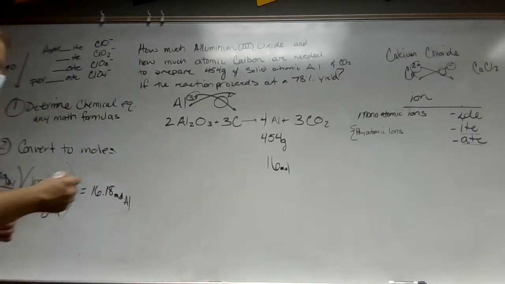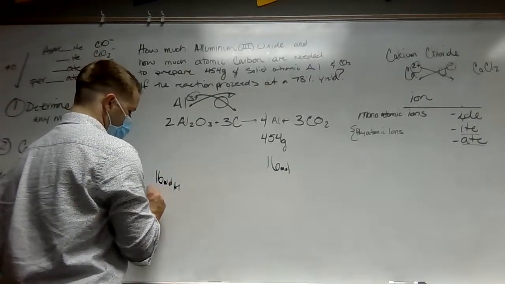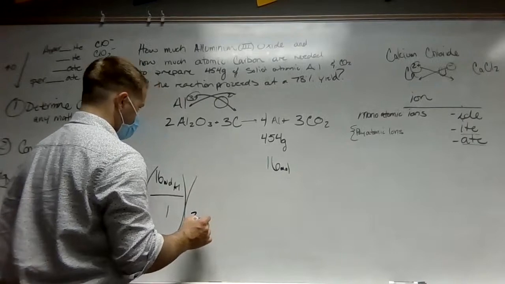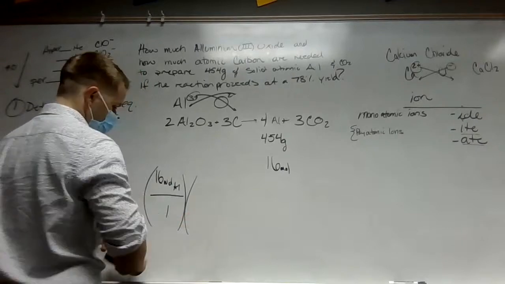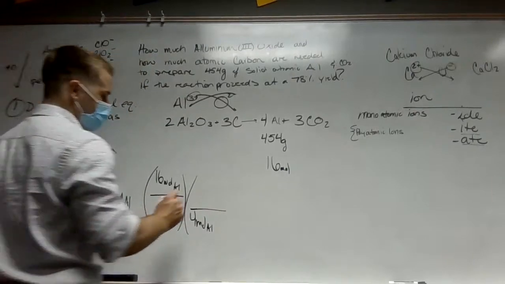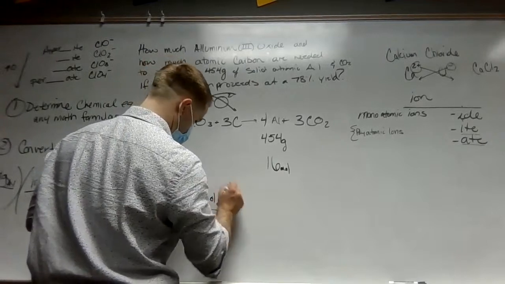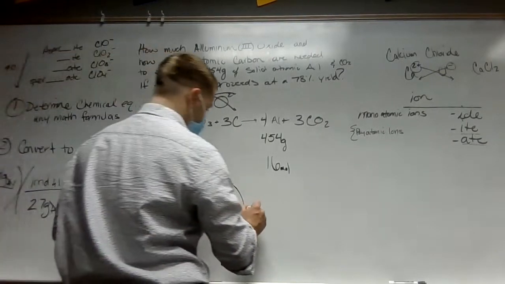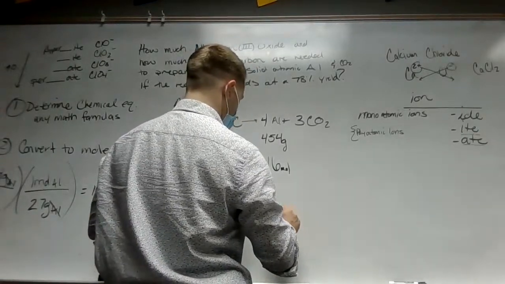So we can draw this out with dimensional analysis. I have 16 moles of aluminum, and I know that for every 4 moles of aluminum, we need 2 moles of aluminum oxide. Our moles of aluminum will cancel, and we can multiply through to get 8 moles of Al2O3.